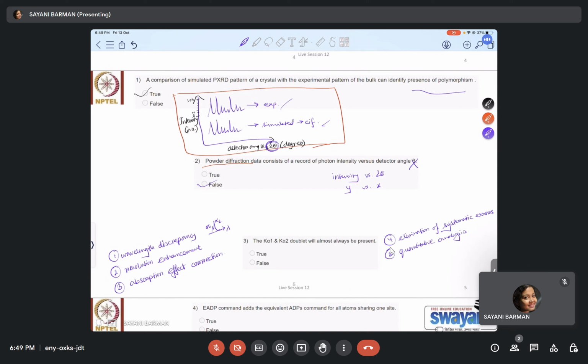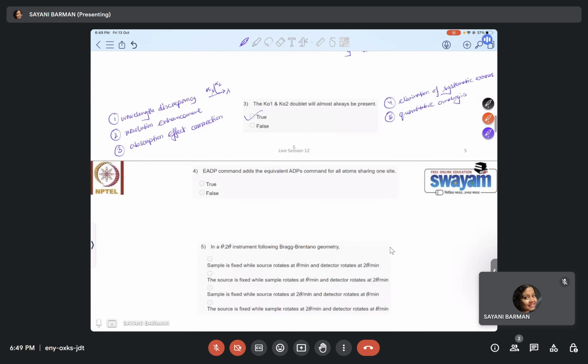These lines will help in refining and improving the accuracy of the analysis by considering the intensity ratios of these doublet lines. So it will enhance the overall performance of the PXRD instruments and the diffraction data we get. So it should always be present.